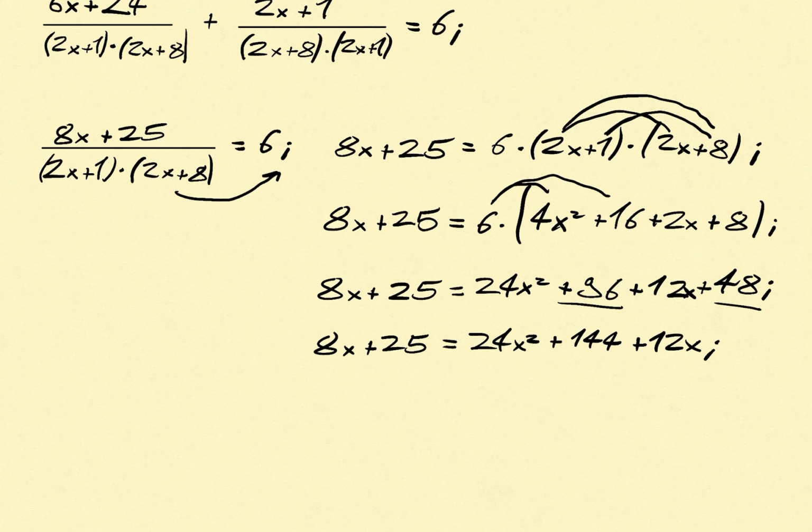And if we move all of it to one side, so we'll bring these two values to the other side to just have a quadratic equation, we'll get 24x squared. Now the 8x will move to this side, so it will be 12x minus 8x, so we'll get plus 4x. And then this 25 will move to the other side, subtracting, so we'll get 119.